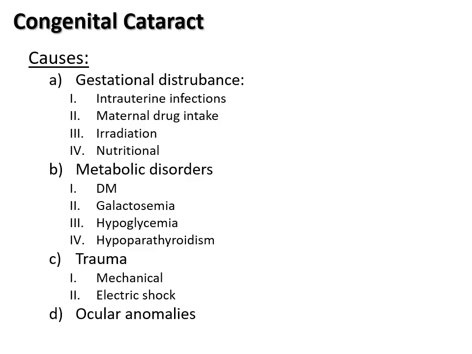For the metabolic disorder, if the child or the infant has diabetes mellitus or hypoglycemia or galactosemia or even hypoparathyroidism. And trauma, which is either mechanical or electric. The mechanical might be concussion or blunt trauma or penetrating trauma. The electric shock also might lead to cataract. For the ocular anomalies, it includes many things such as aniridia, ectopia lentis, which will be discussed later, persistent hyperplastic primary vitreous, or maybe congenital anomalies of the lens.